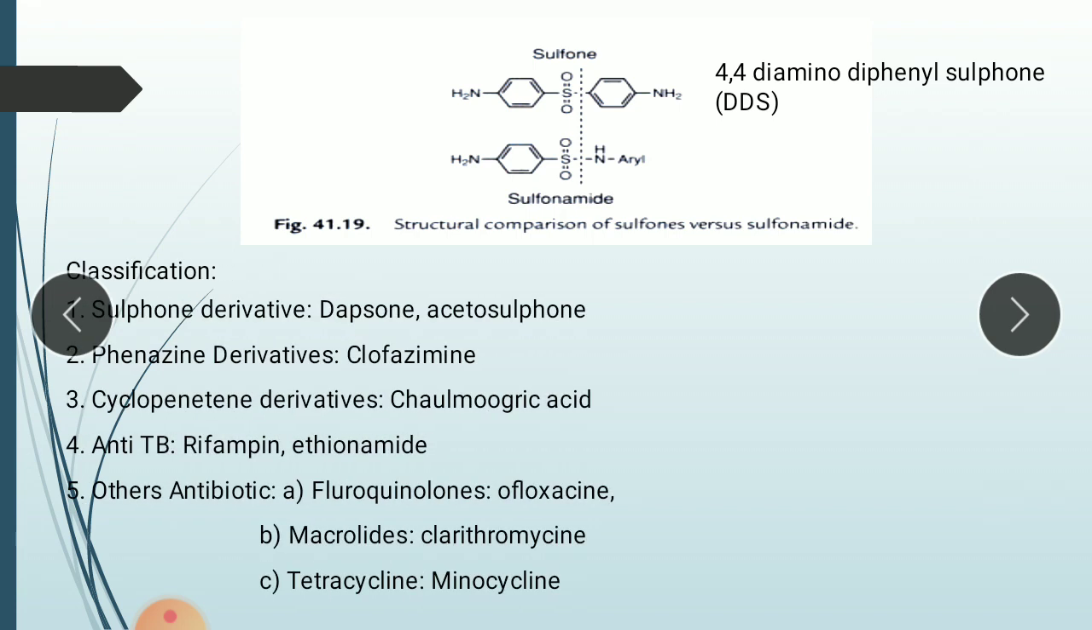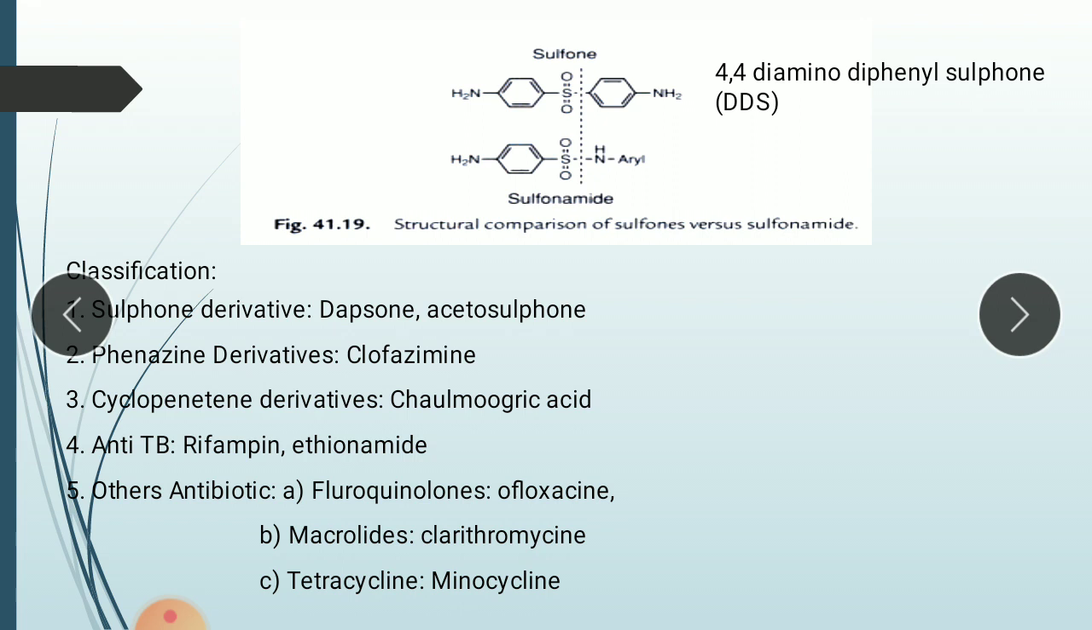of anti-leprotic drugs. First one is sulfone derivatives, examples dapsone and acetosulfone. Second one is phenazine derivative, example clofazimine. Third one is cyclopentene derivative, example chaulmoogric acid. Fourth one is anti-TB drugs, examples rifampin, ethionamide. And other antibiotics: fluoroquinolone antibacterial, example ofloxacin. Then macrolide antibiotic, example clarithromycin. Tetracycline antibiotic, minocycline. So this is the classification of anti-leprotic drugs.